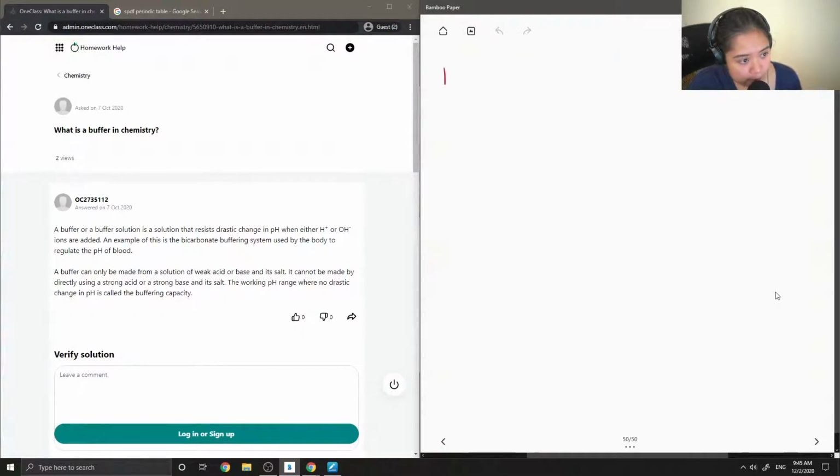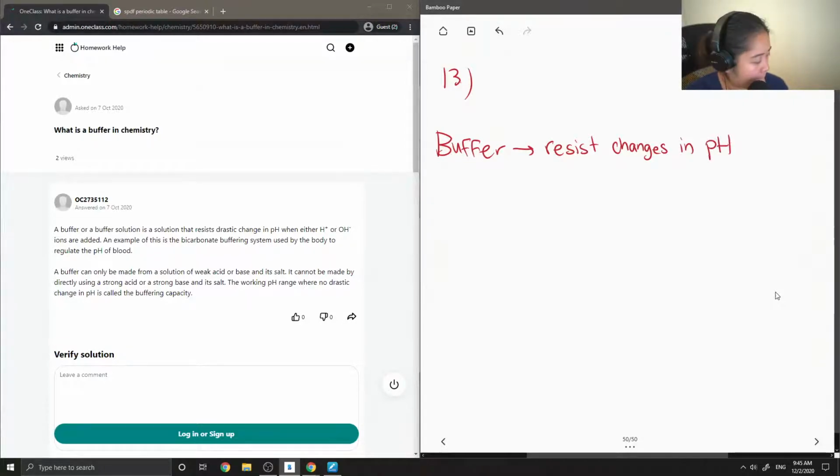Question 13 asks, what is a buffer in chemistry? So a buffer is able to resist changes in pH upon the addition of protons or hydroxides.